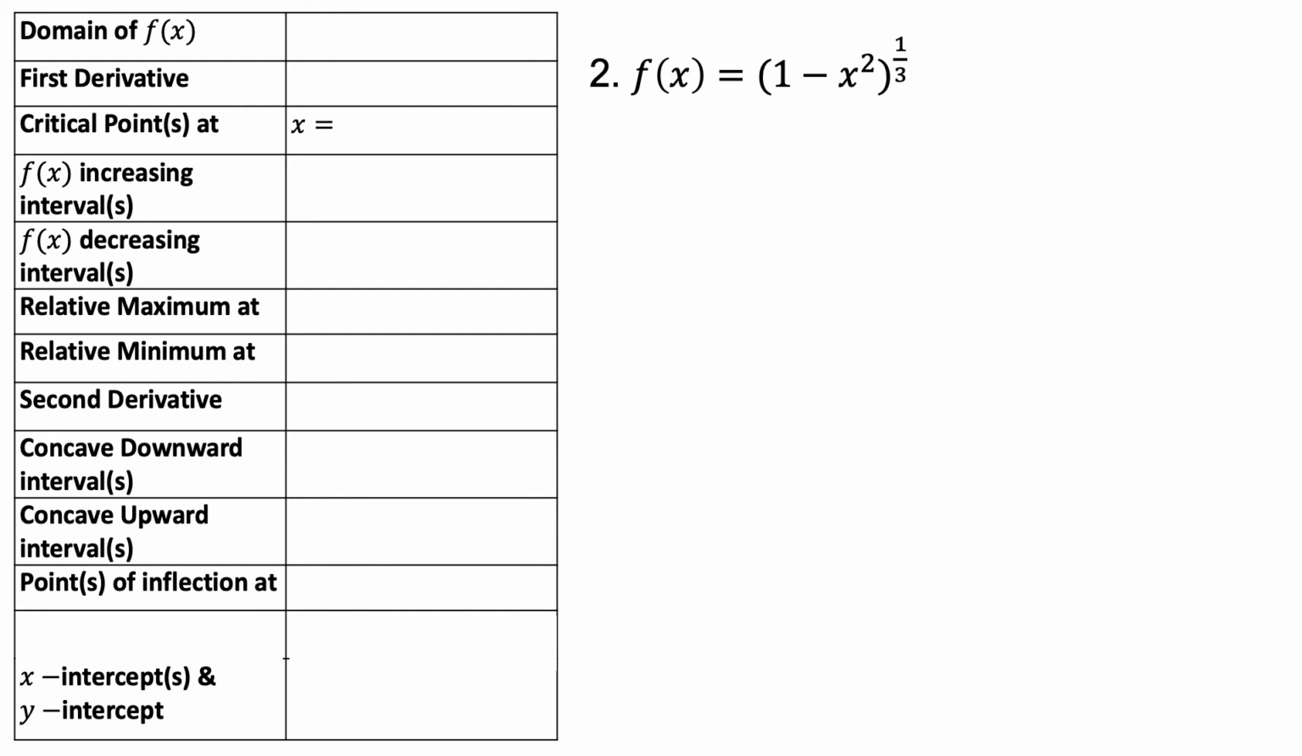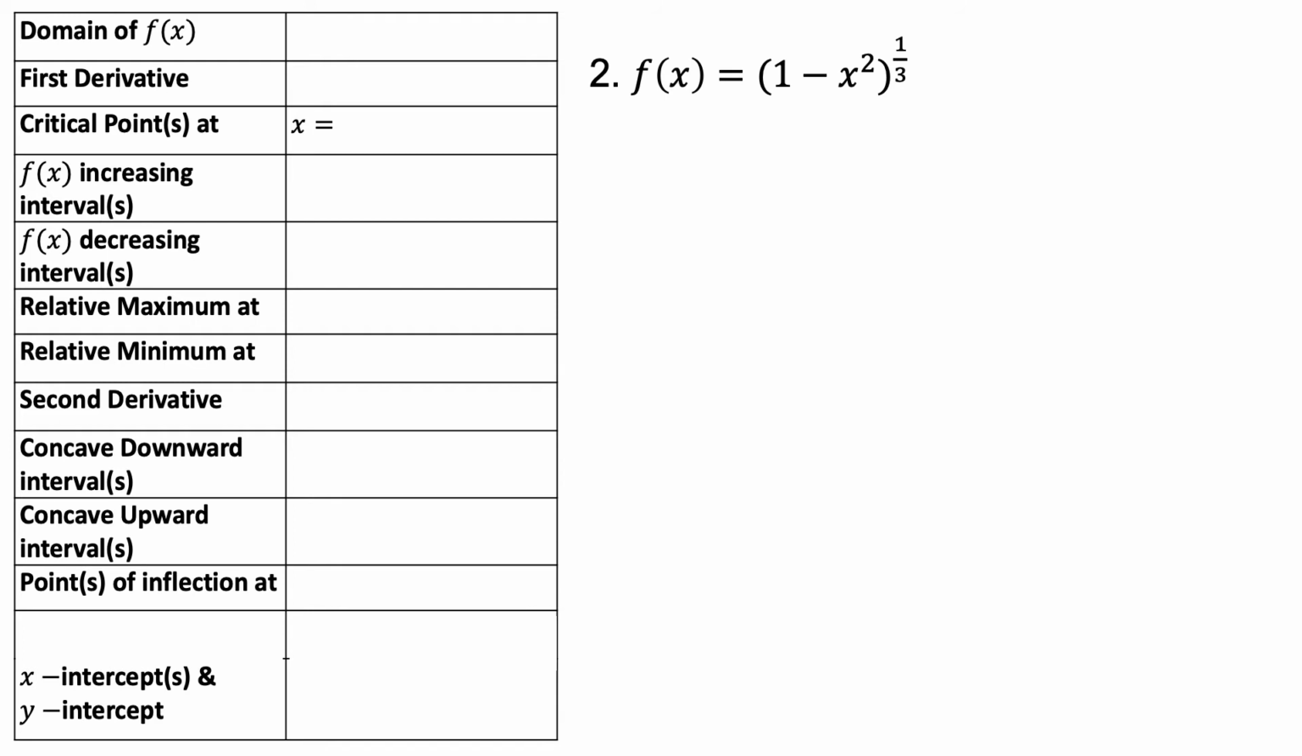Okay, we're going to do the same thing for our second and final example today. So here our function is f of x equals (1 minus x squared) raised to the 1/3 power. Just like we did in the last problem, we're going to start by identifying everything we can from our original function f of x, then what we can from our first derivative f prime, then what we can from our second derivative f double prime, and then we'll go to a new slide to put it all together.